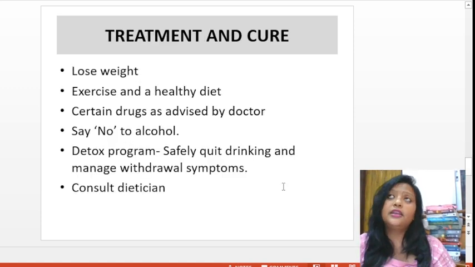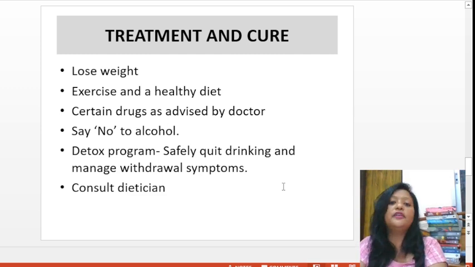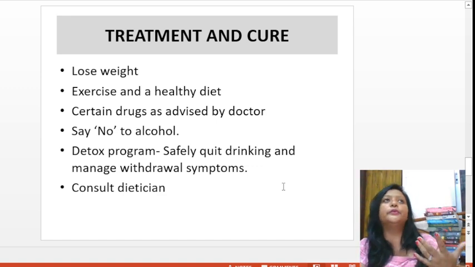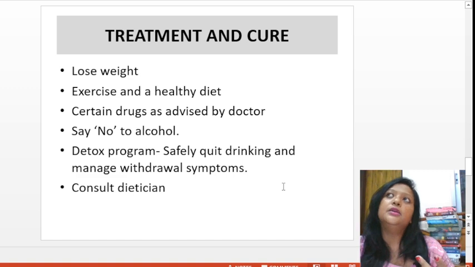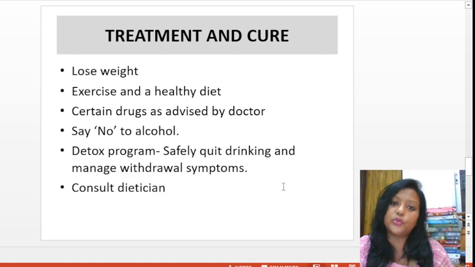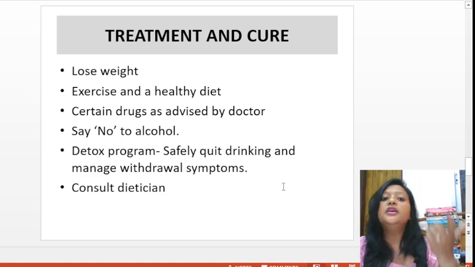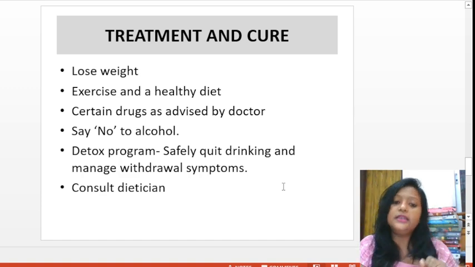How will you treat it? When your liver is not working properly, or when you understand that you're gaining weight too much, or when you test yourself and you see that there is some abnormality in your liver, you can take some actions. Like, you can lose weight, but remember, do not lose too much weight. Talk to a dietitian, take a proper diet, what you should eat, what you should not eat. And exercise properly so you can lose your weight safely and healthily.